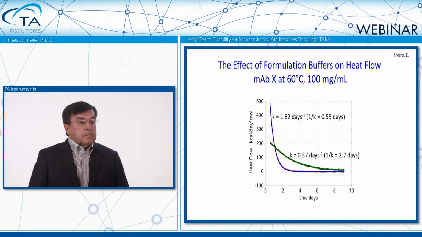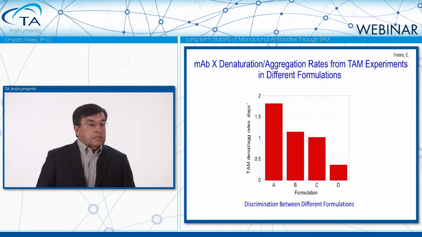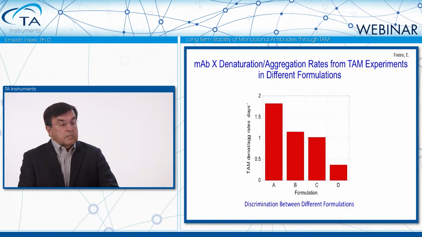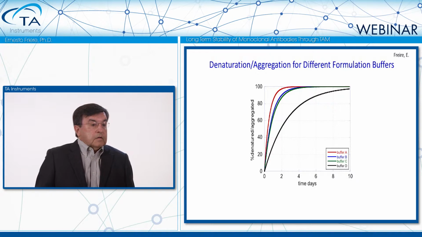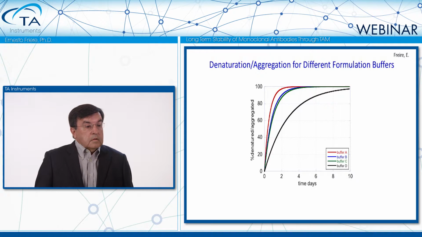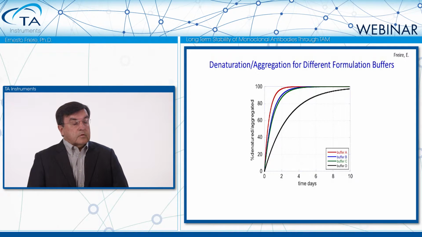So this type of experiment will allow you to select which buffers give you the best denaturation aggregation profile. These are rates that were determined with different formulations, 4 different formulations. These are the percent of denatured and aggregated protein in the different buffer conditions as a function of the time in days. And you can see right away that buffer A is the worst, buffer D is the best, because denaturation aggregation occurred much more slowly.